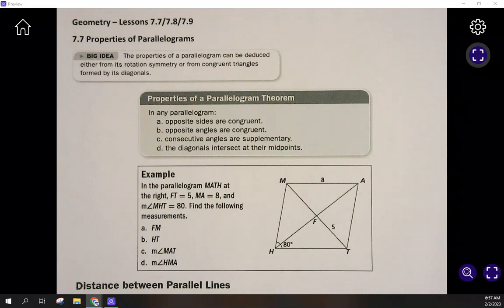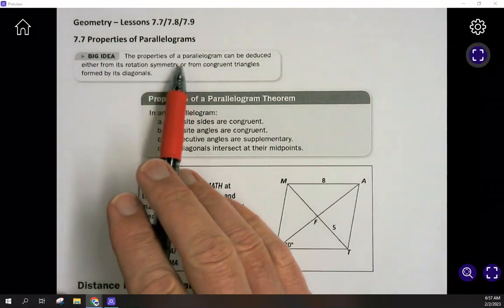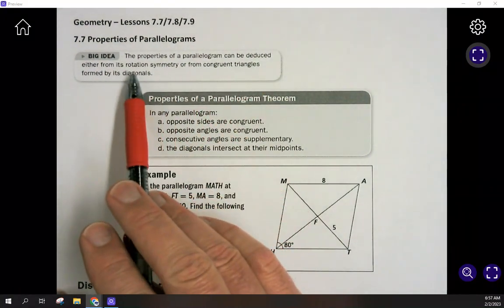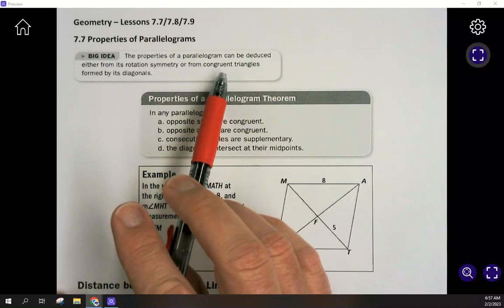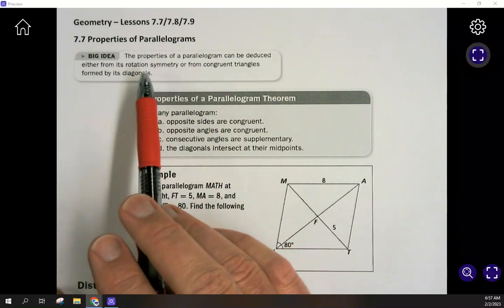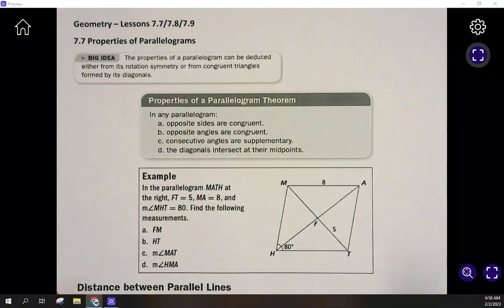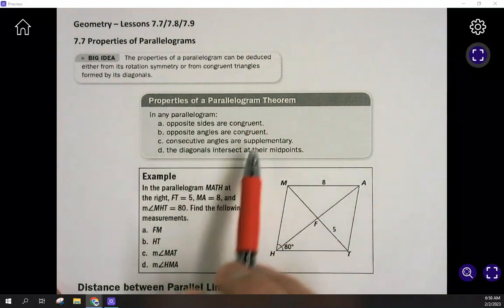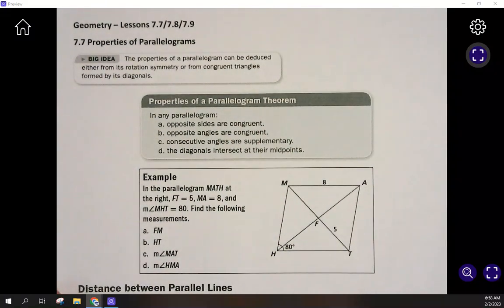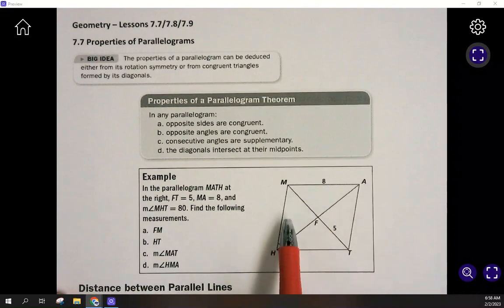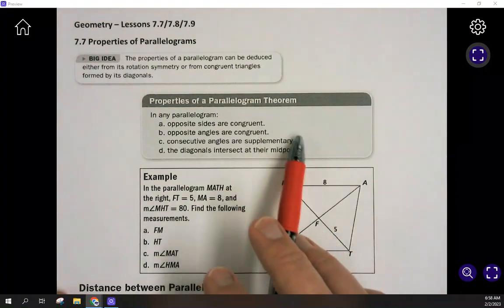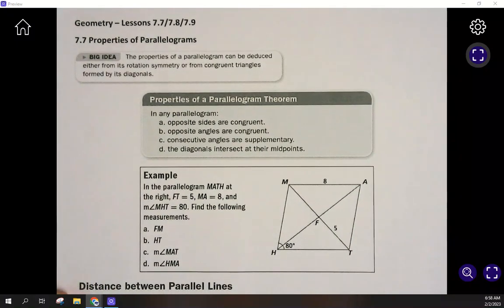So let's start in 7.7. We're just going to look at parallelograms here. The big idea says the properties of a parallelogram can be deduced either from its rotation symmetry or from congruent triangles formed by its diagonals. So if you get into the weeds of this stuff, all of these properties that parallelograms have mainly come from these congruent triangles that are created when we draw the diagonals. But we're just going to focus on the special properties here that they have.